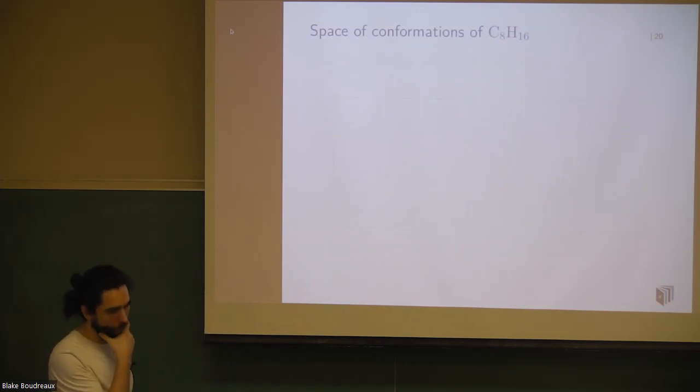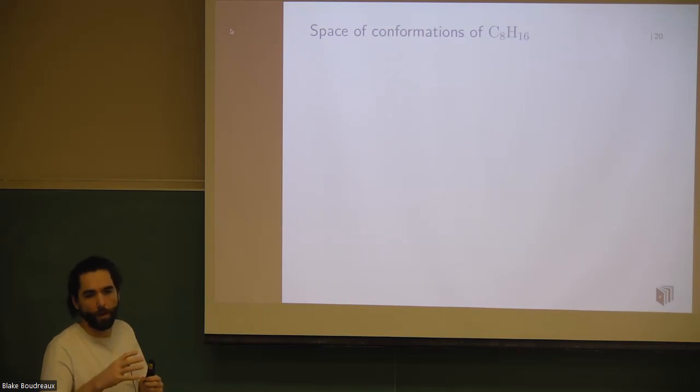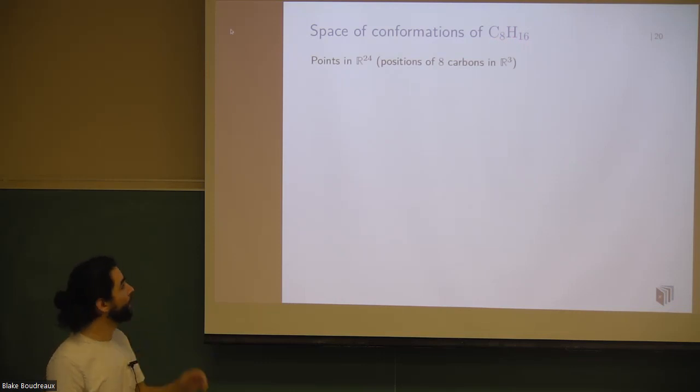And what is the problem? To understand the ways that this molecule embeds into R3. So the different ways that chemists are encountering this molecule, and they mostly care about the positioning of the carbon atoms. So we're going to have 3 × 8 coordinates. And for every one of those, we have a point cloud, right?